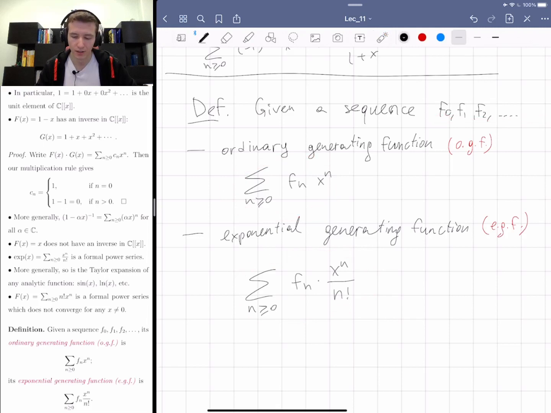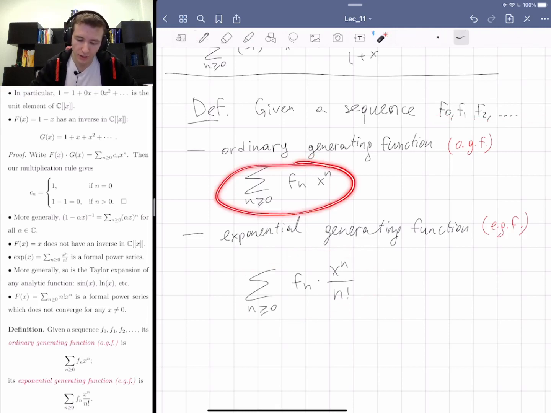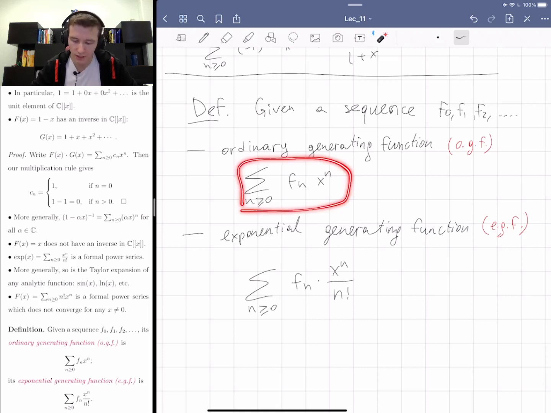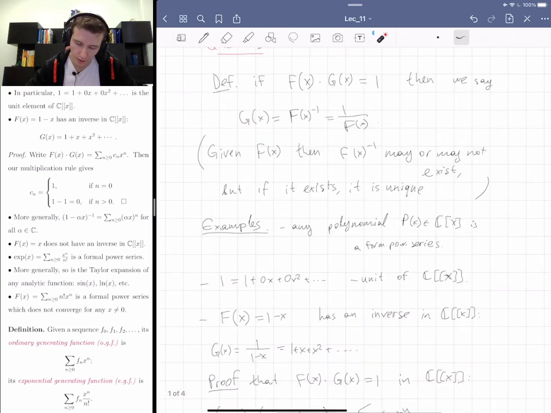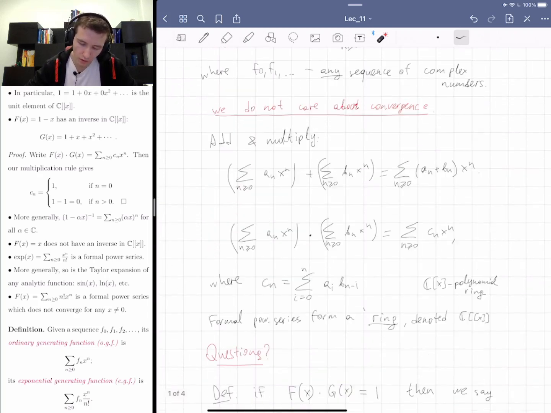So these are two ways to record a given sequence of numbers. I already told you how to add and multiply generating functions like this. Both of these are formal power series, so you already know how to add and multiply. Now let me try to copy the rules for addition and multiplication.